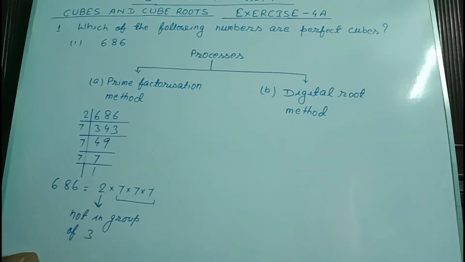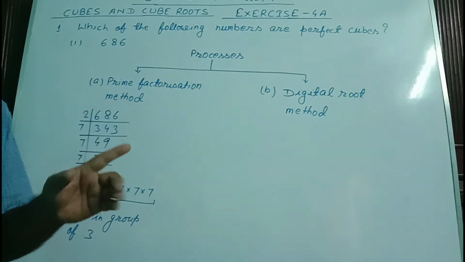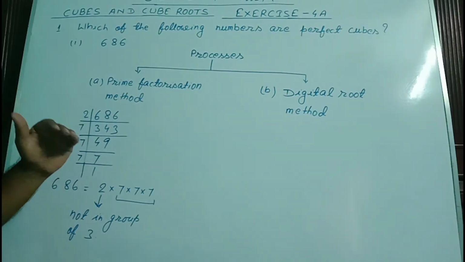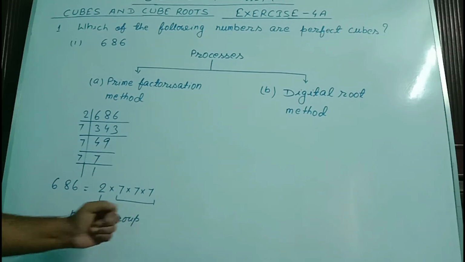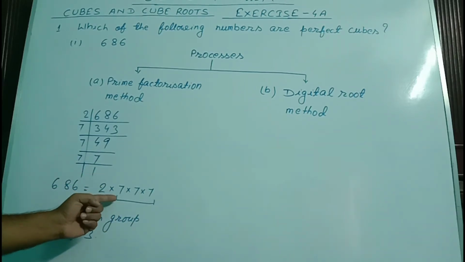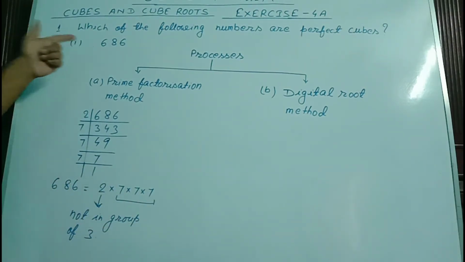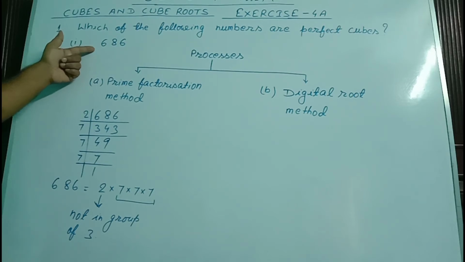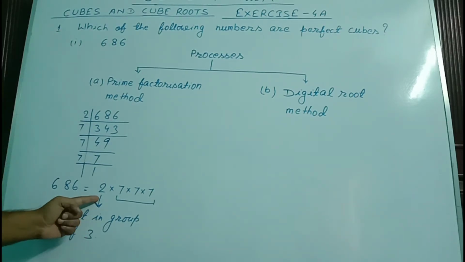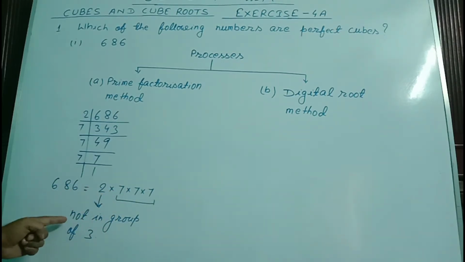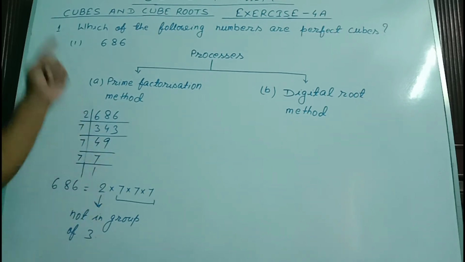Since 2 is not appearing 3 times, 2 is not in a group of 3, so 686 is not a perfect cube. All the different types of prime factors should appear in groups of 3. Then we say that the given number is a perfect cube. Otherwise, it is not. Here 2 is not appearing 3 times, but 7 is appearing 3 times. Since 2 is not appearing 3 times, we say 686 is not a perfect cube.